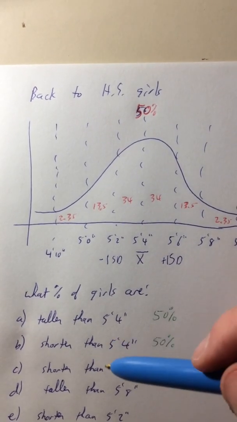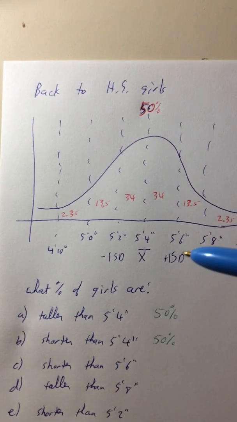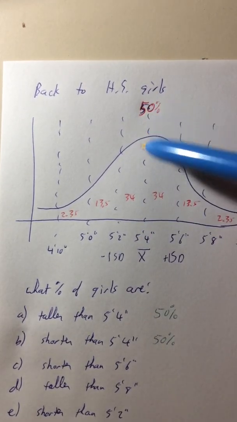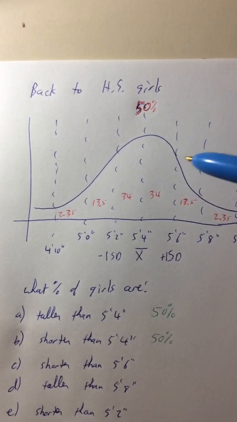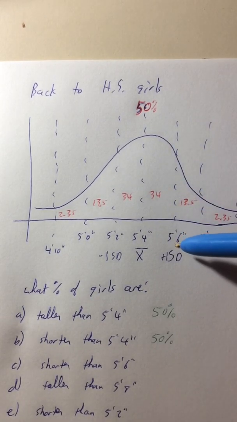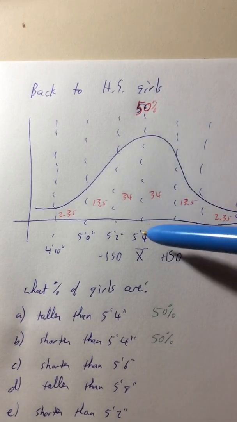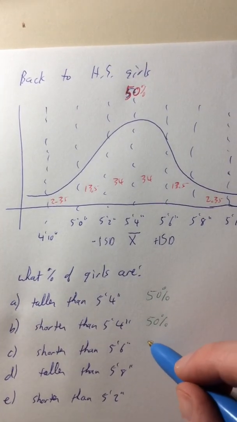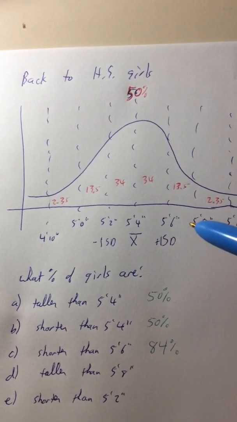All right, let's get to something a little more tricky here, though. Shorter than 5'6". So here we are at 5'6", and we know that 50% is the middle, and we know that 5'6" is right here, and we're going to have another 34% in here. So the percentage of girls that are shorter than 5'6" is 50% plus 34%, which makes 84%. 84% of the girls are shorter than 5'6".